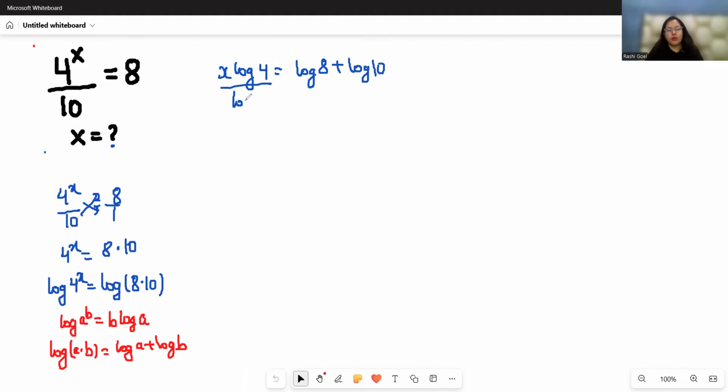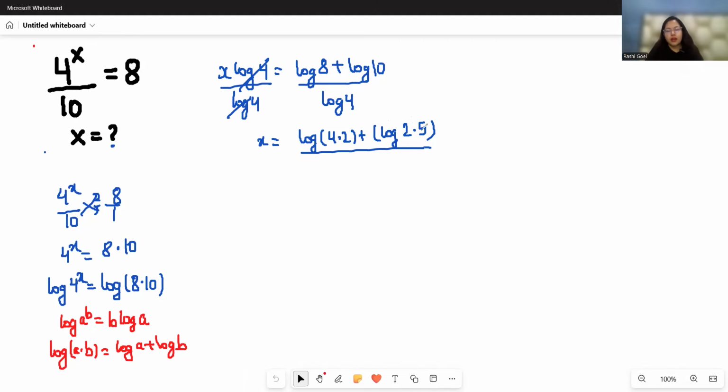Now, if I'll divide both sides by log 4, this will cancel out. So, x equal log 8, I can write it as log 4 times 2, plus log 10, I can write it as log 2 times 5, by log 4. I can write it as log 2 square. So, x equal log 4.